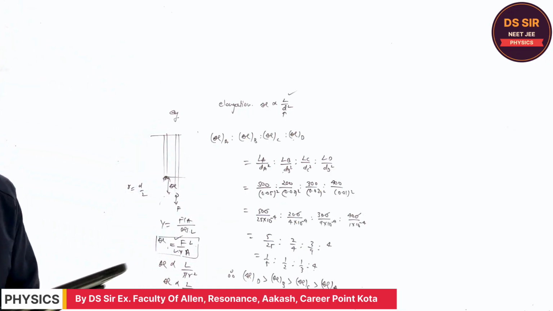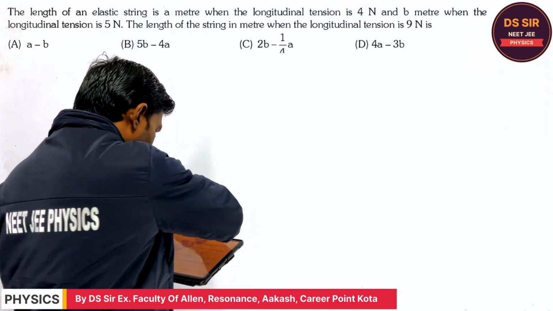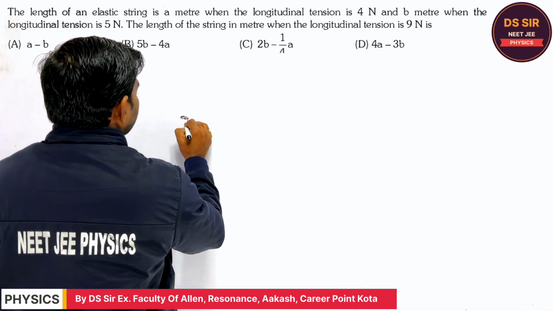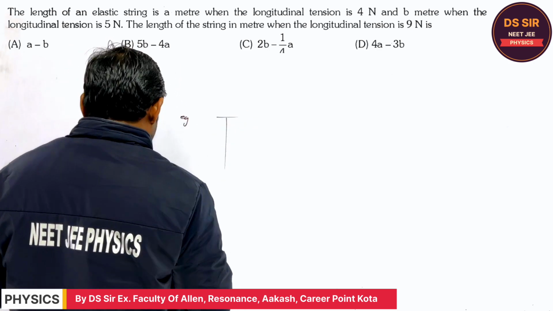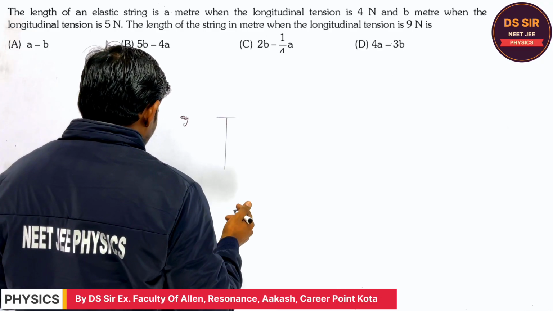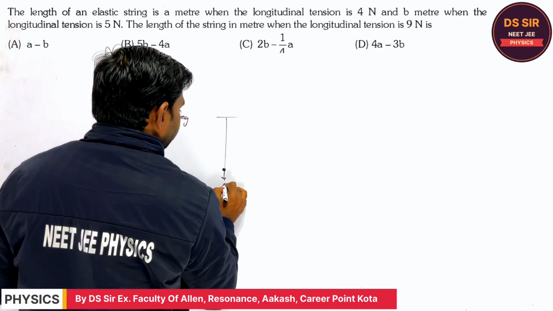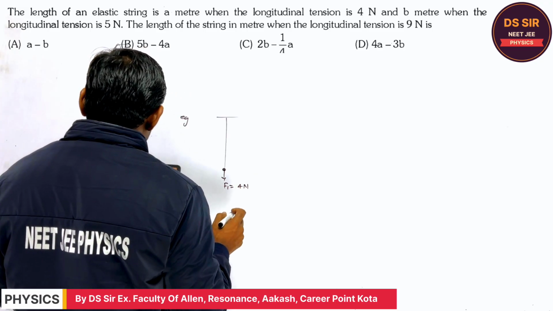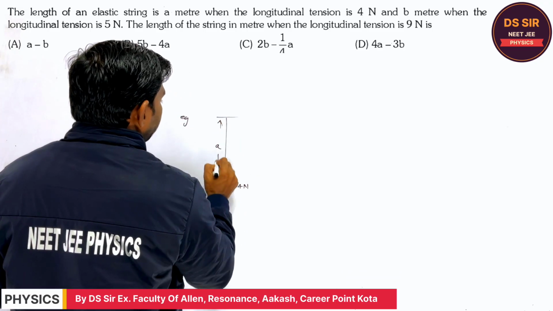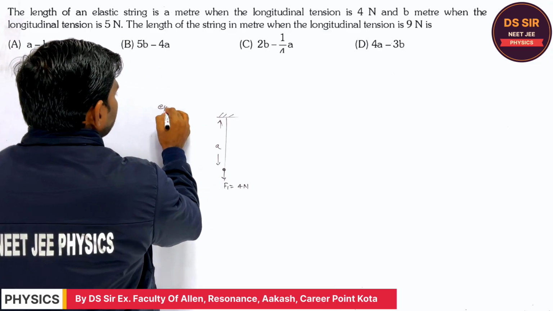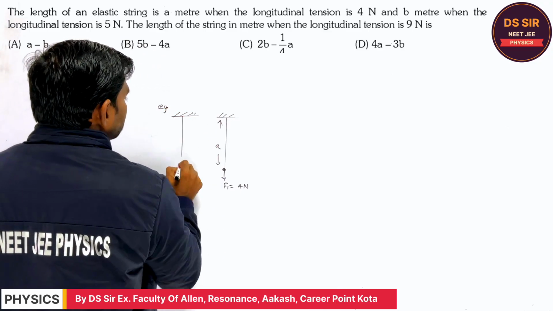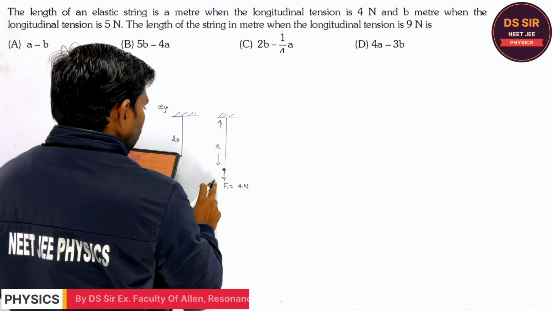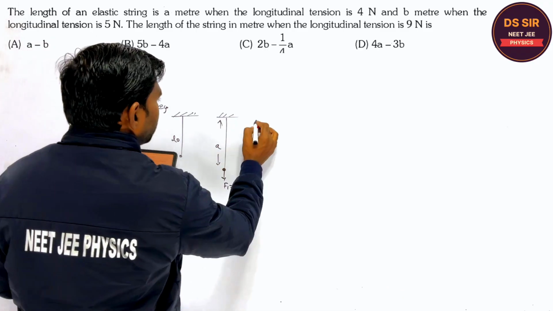Copy this. So read this question. In this case, the length of elastic string is a meter, right? It is a meter when longitudinal tension is 4 Newton. So length of elastic string is a meter. Suppose this is the a meter. When there is no elongation, suppose the length is L0, when no force is applied. So the force 4 Newton, the a meter.